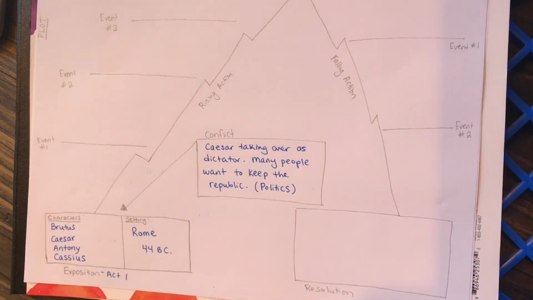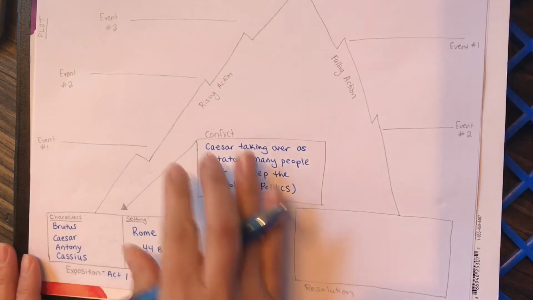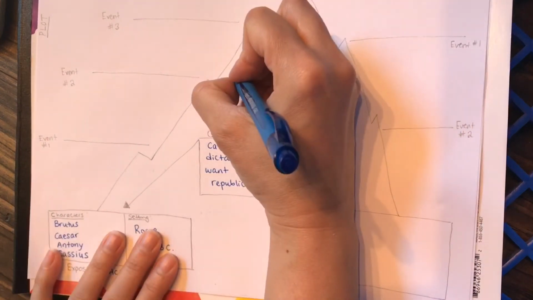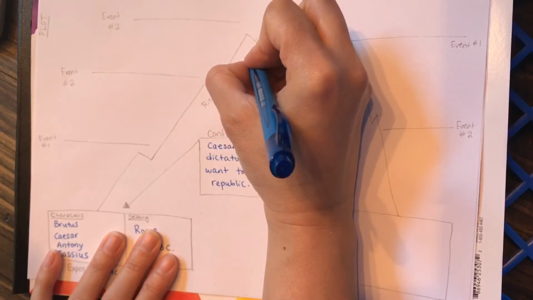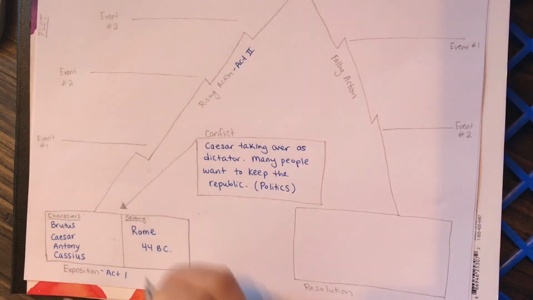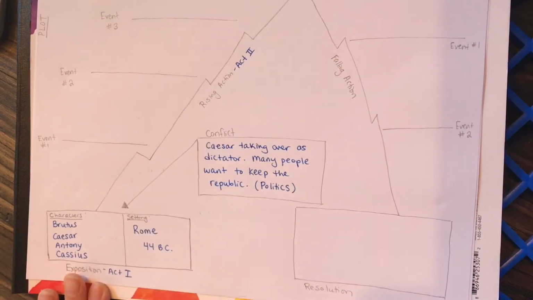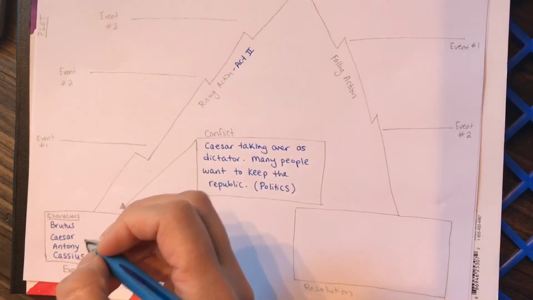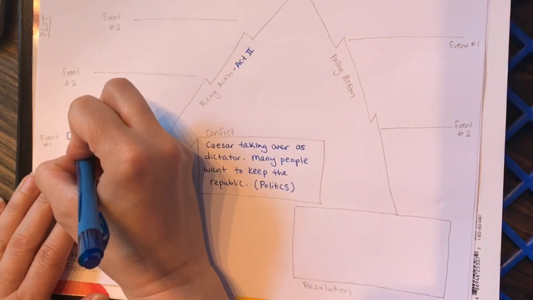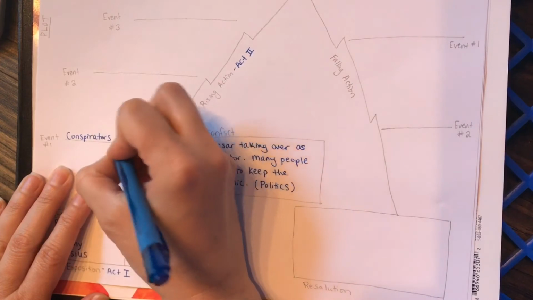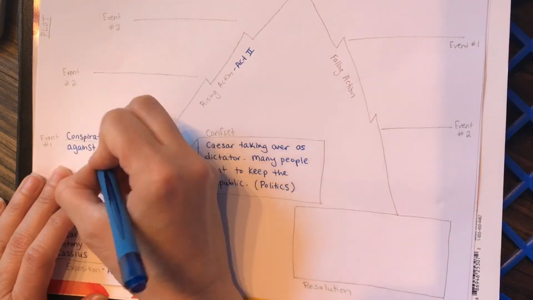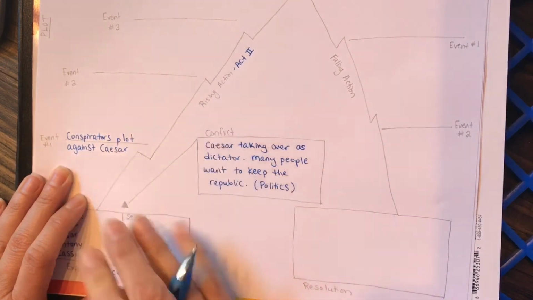Okay, so then we're gonna move on to Act 2. So this is all Act 1. We get our conflict, we get our characters, we get our setting. That's Act 1. Then we have our rising action, which is Act 2. So for Act 2, we see that there are some conspirators, and they plot against Caesar. They want to see him dead. They don't want to see him as dictator.